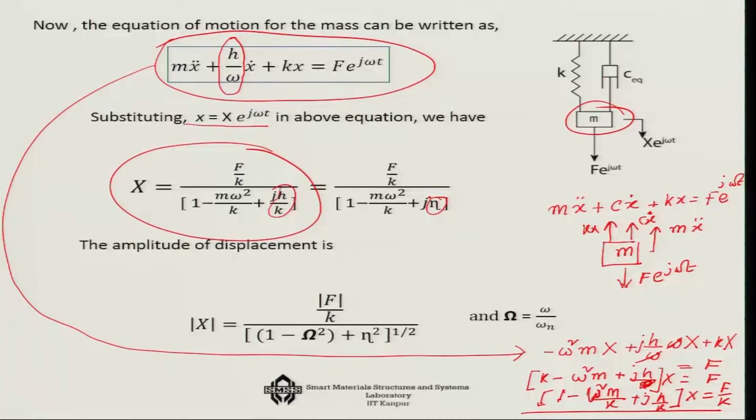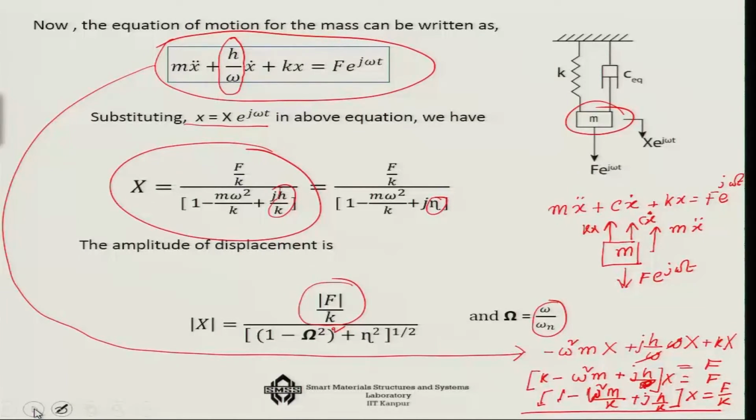So, the amplitude of x will be what? The amplitude of x will be the amplitude of the numerator, that is the amplitude of force over k, and the denominator we are going to get is the magnitude of 1 minus m omega square by k plus j eta. So, it has to be 1 minus omega square, whole square, plus eta square, and the whole thing will have a square root. This omega of course is omega over omega n. So, a little bit of simplification will give you this non-dimensional excitation parameter. So, this is what will be our amplitude of the displacement for the system.